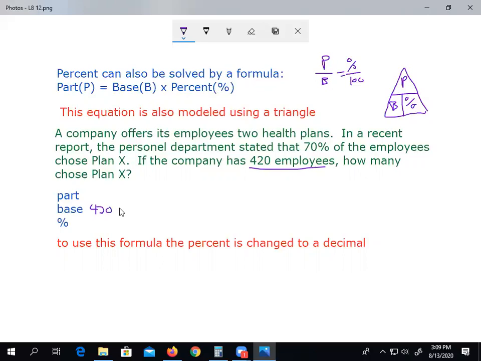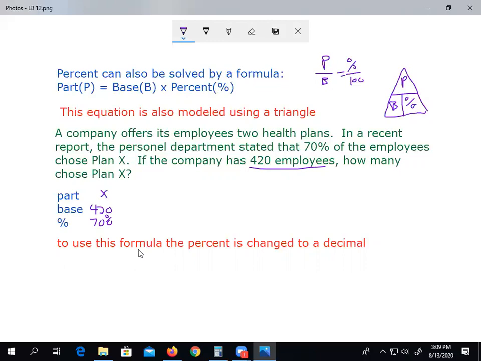The 70% chose Plan X, so the percent is going to be 70%. They chose Plan X, so the part must be about Plan X, and we don't know what that is. So again, the percent tells me what the part is as well. Since the part was talking about Plan X, the part is also about Plan X. And we don't know how many chose Plan X, so that's going to be our X, if you will.